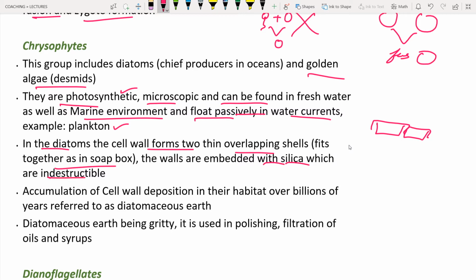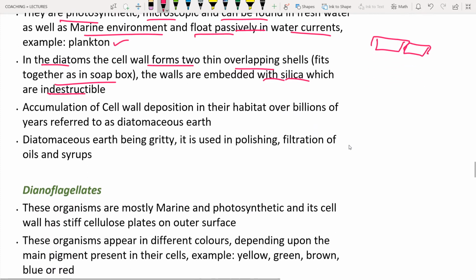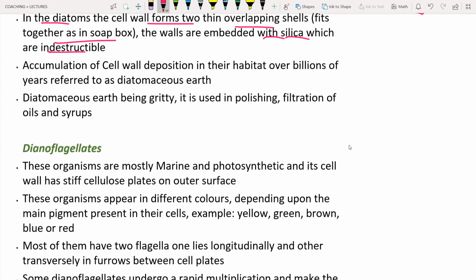And the accumulation of the cell wall depositions in their habitat over millions of years is referred to as diatomaceous earth. After these organisms die, these cell walls, which are made up of silica, are going to fall on the floor of the oceans, and they are going to form diatomaceous earth. Okay, and diatomaceous earth has some kind of economic importance.